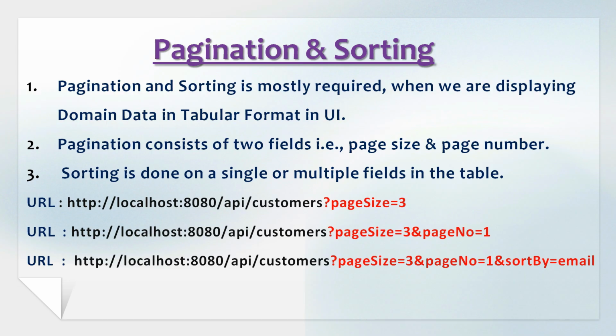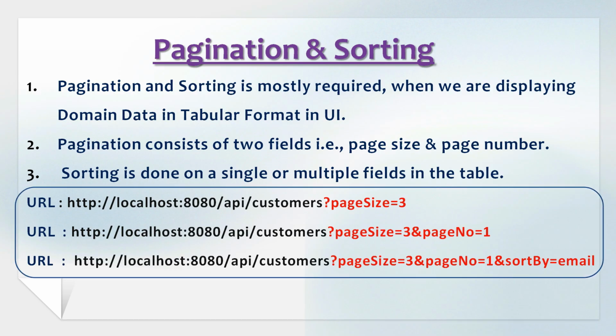And next one is sorting. Sorting is done on single or multiple fields in the table. Here, sorting means arranging data in ascending or descending order. For example, if I want to sort the customer by customer name, simply we can use sort customer by customer name, like that. Here, these are the URLs for pagination and sorting.